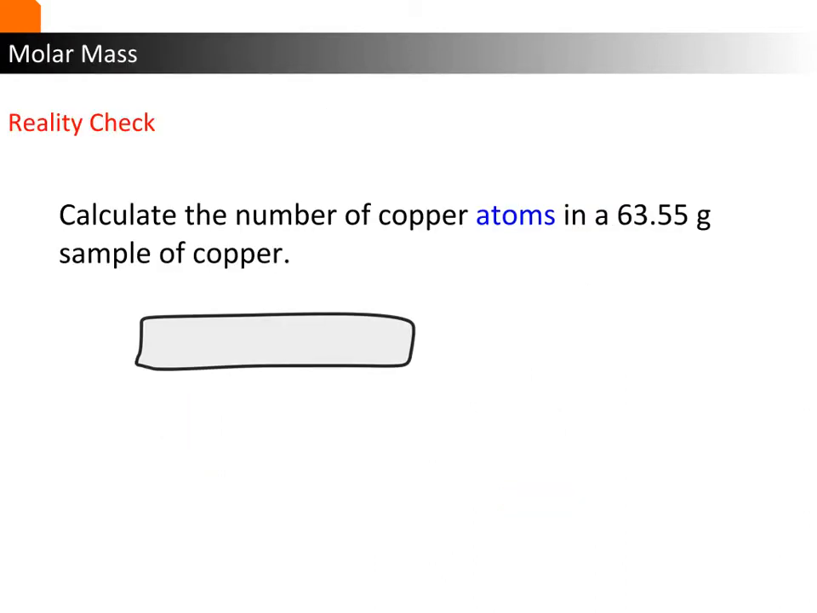Let's take a look at this first example. It is a calculation that involves both molar mass and Avogadro's number. It reads, calculate the number of copper atoms in 63.5 grams of copper. Before I even begin this process, I'm thinking to myself, I have grams, I've got to convert to moles. Moles is the ultimate converter, which means you can convert to moles and out of moles in almost all circumstances involving stoichiometry.